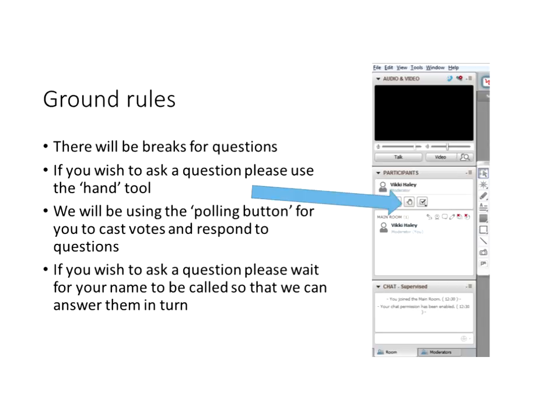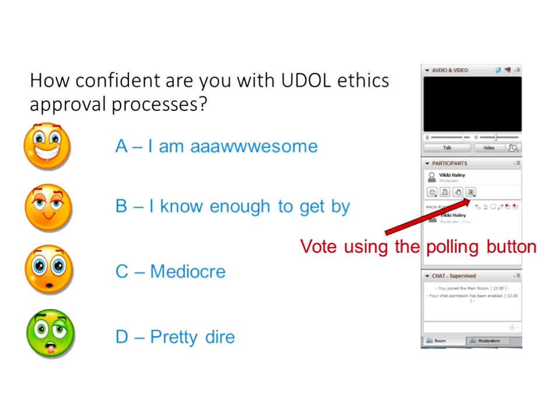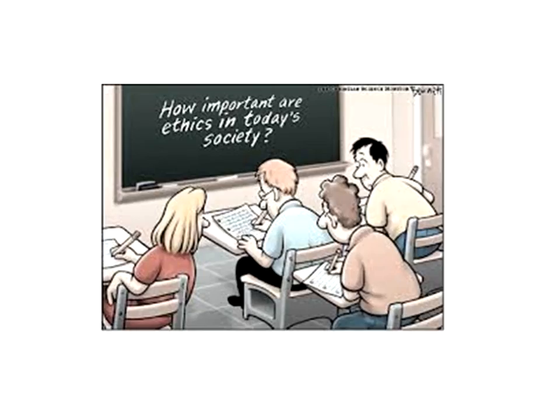So, basically, we have an ethics committee, obviously, and this is part of the university structure. So each college would likely have an ethics committee, and we have one in UDOL that covers certain staff applications and student applications. So basically, how important are ethics and why do we need an ethics committee?